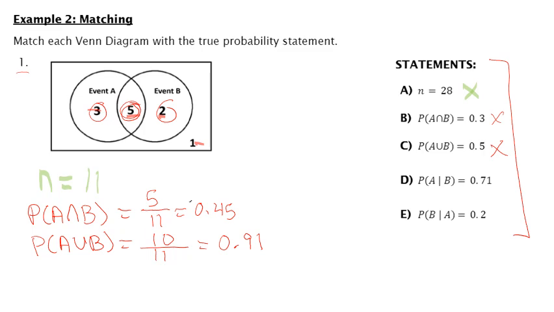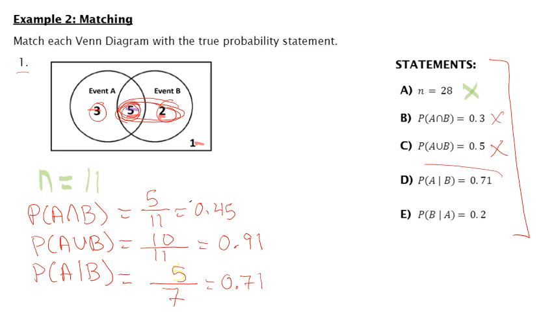The next one I see is, what is the probability of A given B? That means instead of taking it out of my sample size of 11, I'm going to look at how many exist in event B. That's going to be out of 7. And then my intersection of that is 5. So I'm going to do 5 over 7. If I calculate that probability, I'm going to get 0.71, which is actually going to match D.